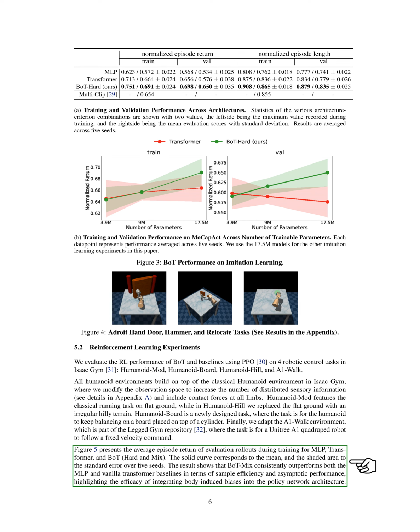Our findings show that BOT mix consistently outperforms both the MLP and vanilla transformer baselines in terms of sample efficiency and overall performance, demonstrating the effectiveness of incorporating body-induced biases into the policy network.